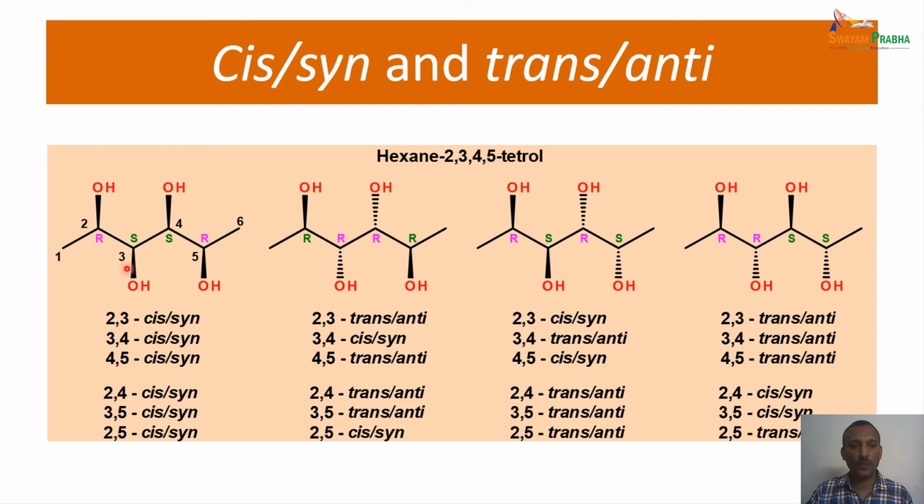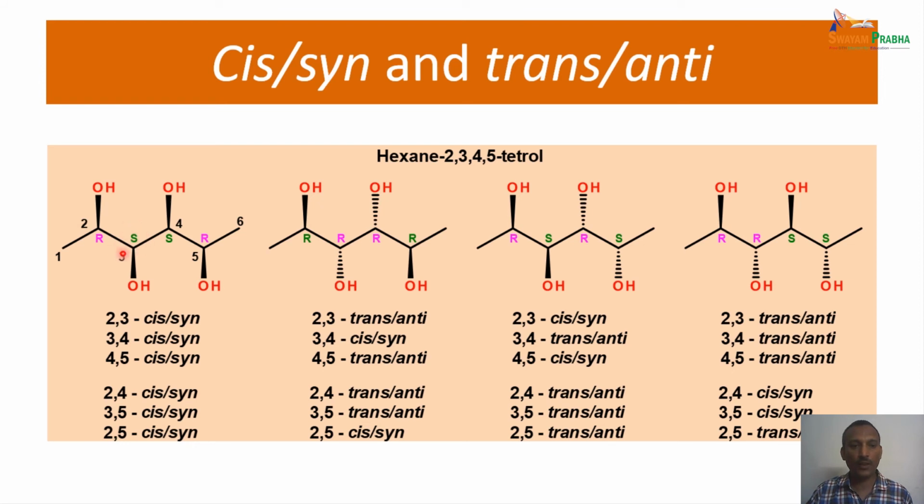Let us look at the first one. Here in this particular case, this is pointing towards the observer, and this is pointing towards the observer. So the 2-3 arrangement is the cis arrangement. The same way when we look at 3 and 4, both are pointing towards the observer, so this again is the cis arrangement. And for the 4 and 5, if you look at the hydroxyl, both the groups are pointing towards the observer. So this is again the cis arrangement. That way this compound is an all-cis compound.